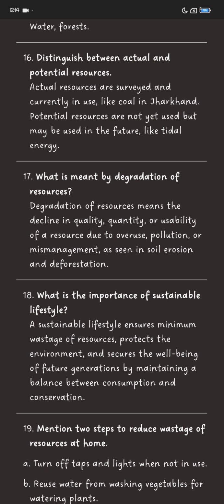What is the importance of a sustainable lifestyle? A sustainable lifestyle ensures minimum wastage of resources, protects the environment, and secures the well being of future generations by maintaining a balance between consumption and conservation.